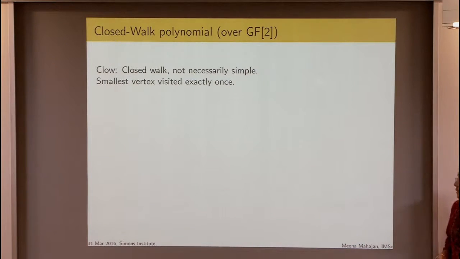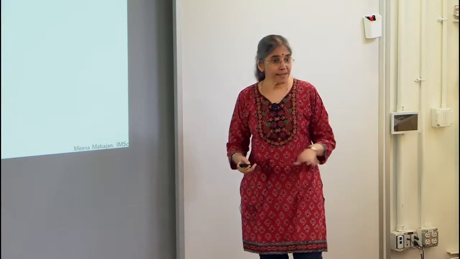Okay. The closed walk polynomial. For this, maybe I should briefly describe what I mean by a closed walk. A closed walk is basically a path in the graph, but not necessarily a simple path. You're allowed to self-intersect, visit vertices more than once, even use edges more than once. But we are going to impose one condition, which is that the smallest vertex in the path should not be visited more than once. The other vertices, there are no restrictions. The smallest vertex should not be visited more than once. Other vertices, there's no restriction.